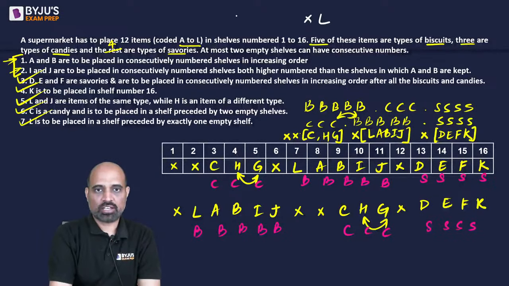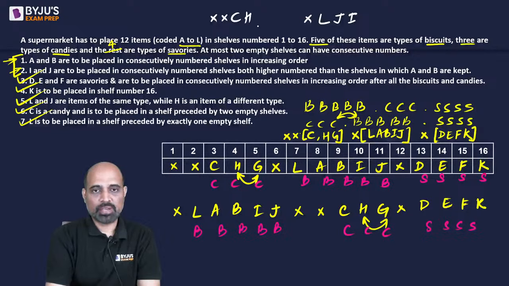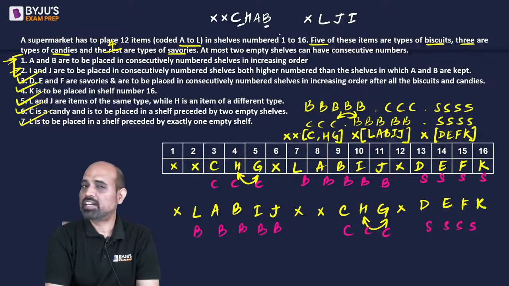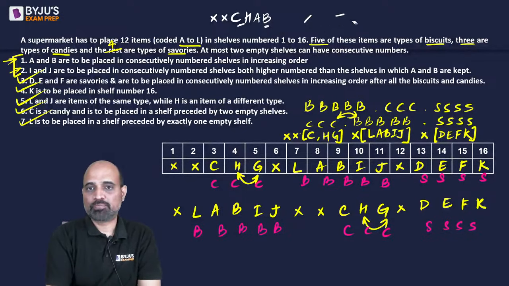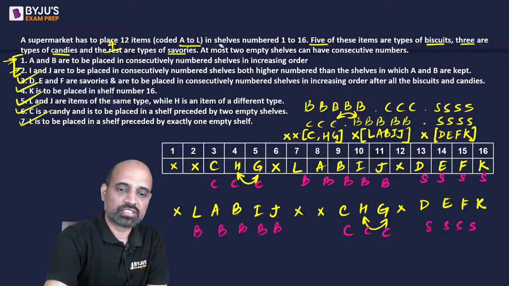L के आगे एक जगह खाली, C के आगे 2 जगह खाली. L and J are of the same type, so J comes here, so I comes here. And if they come here, so H goes to the other side. A and B are going to be in consecutively numbered shelves. Now A and B can go here, but then this will turn out to be biscuits. No, C candy, so ye bhi candy. We can't have 4 candies, right? Okay, so we can't make any further combination among these, right?